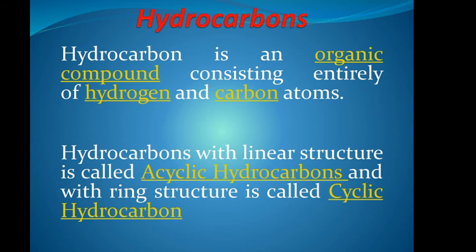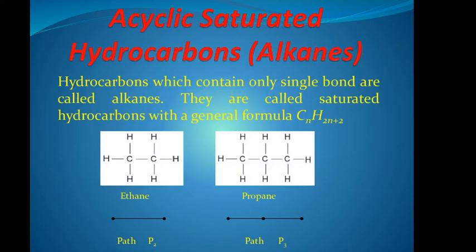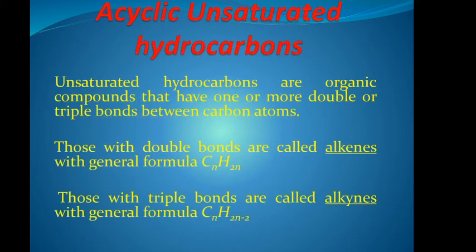In chemistry, hydrocarbon is an organic compound consisting entirely of hydrogen and carbon atoms. Hydrocarbons with linear structure are called acyclic hydrocarbons, and with ring structure are called cyclic. Here is an example of an acyclic hydrocarbon, alkanes. And this is a picture of ethane molecule, and this is a picture of propane molecule. It has been converted to a graph structure called path P2 and path P3 respectively.